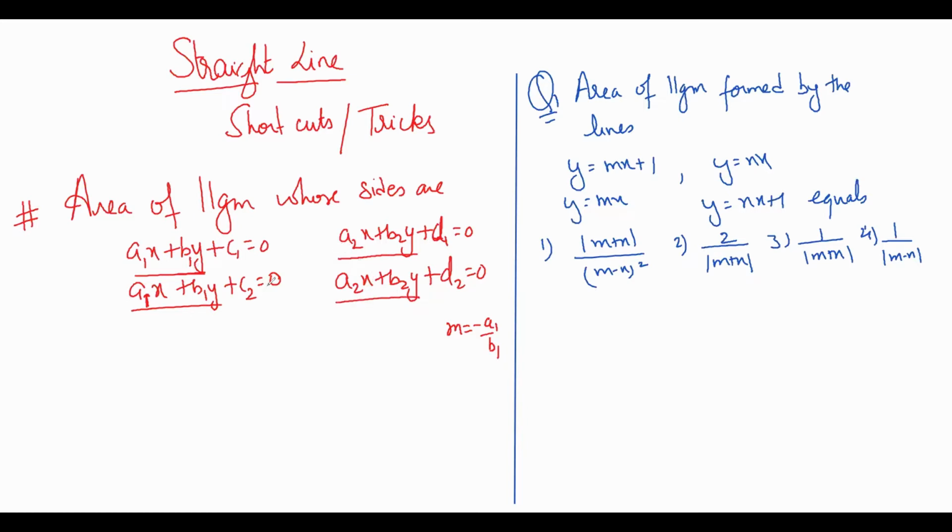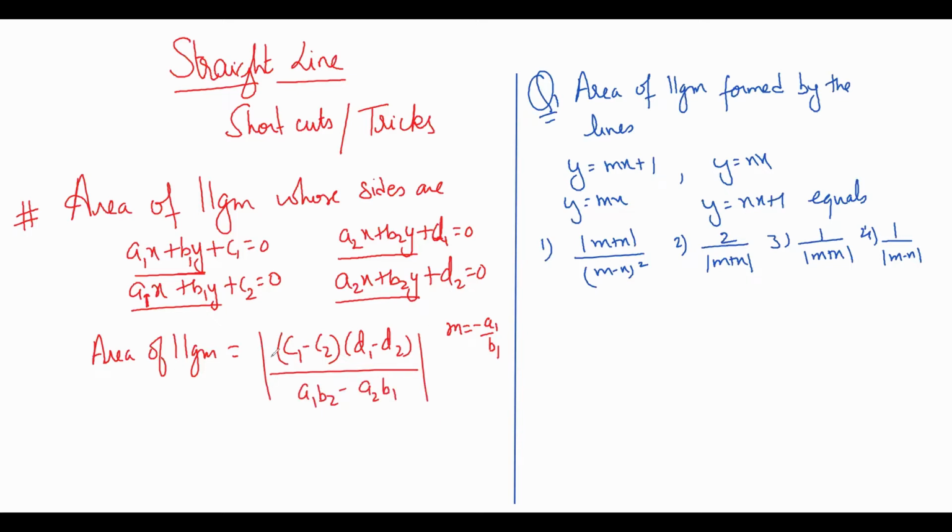Now, if four sides of a parallelogram are given, then the area of the parallelogram is mod of C1 minus C2, that is the difference between the constants of two parallel lines, into D1 minus D2, that is the difference of constants of another two parallel lines, upon A1 B2 minus A2 B1, whole mod. So now let's apply it in this question.